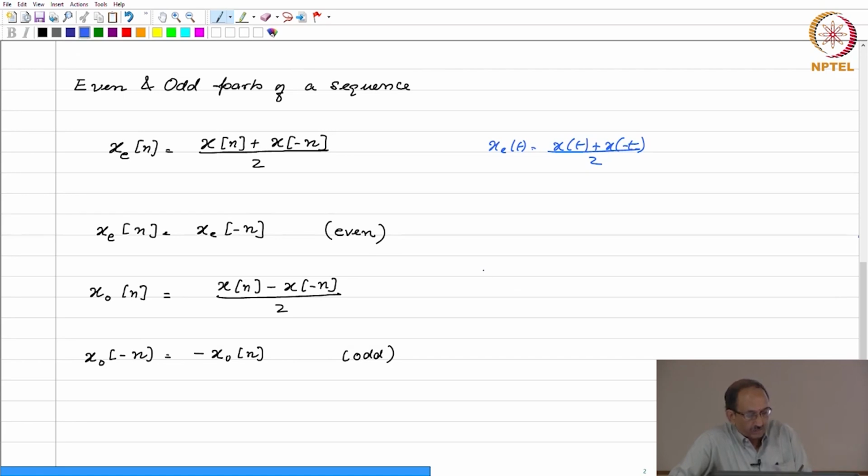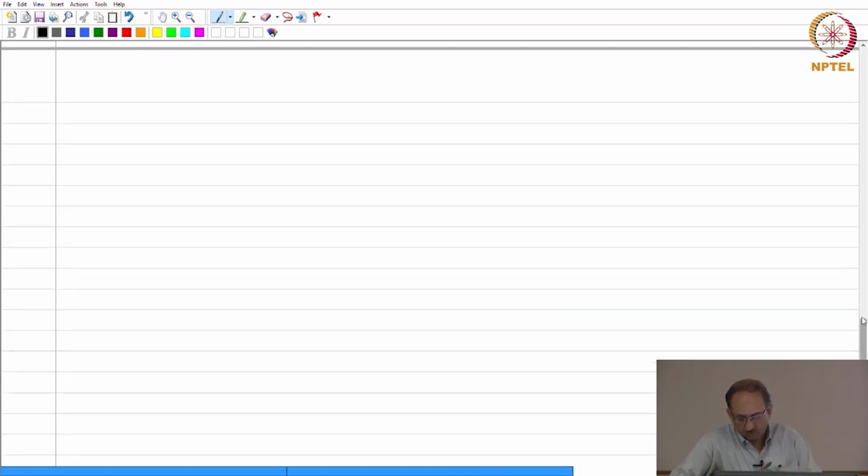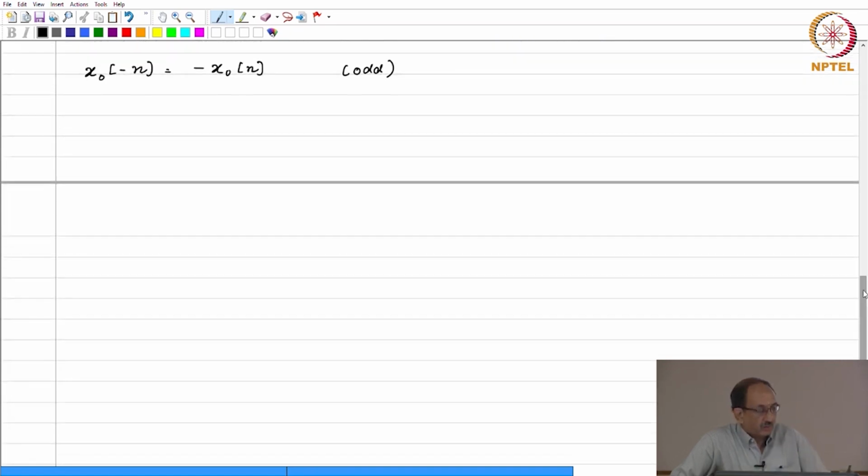Just to complete this, x_o of t is x of t minus x of minus t by 2. So, here we are assuming the signal to be real valued. So, this is the case for real valued signals, and there is a corresponding definition for complex valued signals.